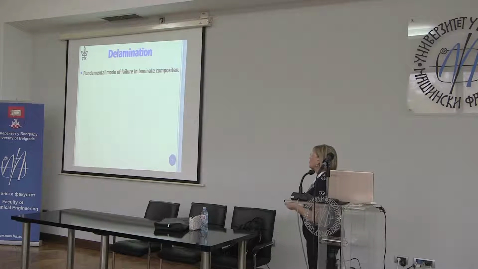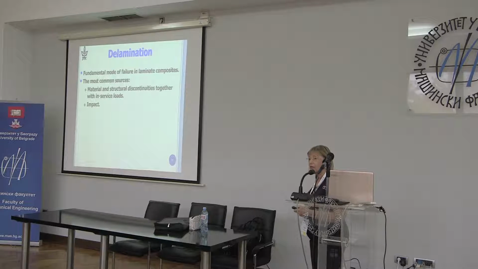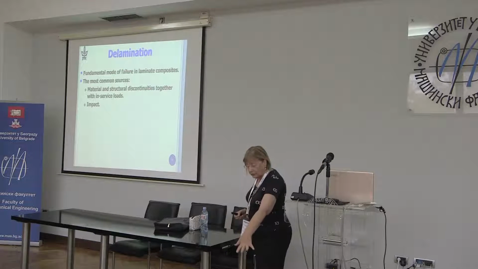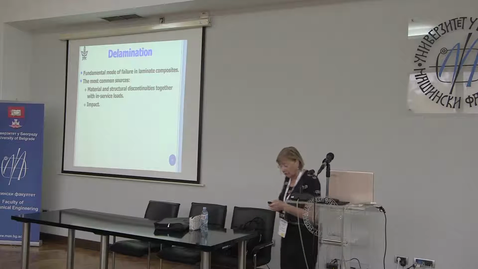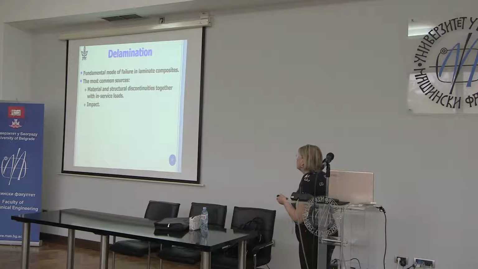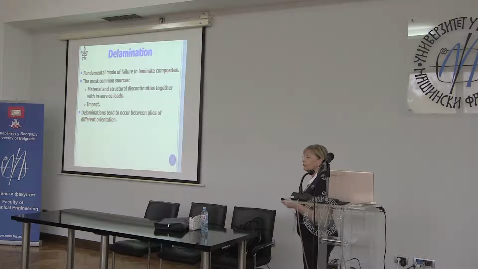It's one of the fundamental modes of failure in laminate composites, and it comes from material or structural discontinuities together with in-plane loads. It comes from impact. If there is a mechanic out on the wing and he drops his hammer or his wrench or something, he can create a bunch of delaminations through the thickness of the laminate, and that's not a very happy situation. As I said, delaminations tend to occur between plies of different orientations. Unidirectional is less prone to this.